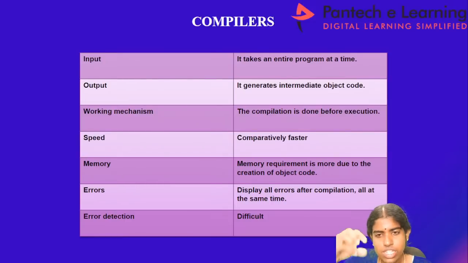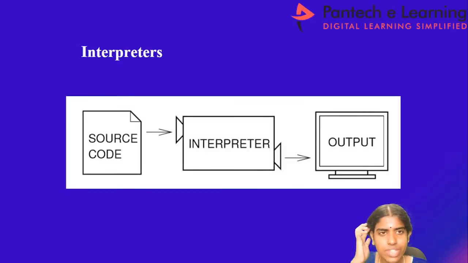Errors, they display all the errors after compilation. So I am going to compile the entire program and I am going to display all the errors, all at the same time. And error detection is difficult in a compiler when compared to the interpreter. Clear with this? So all these are the different units that are present in an interpreter.